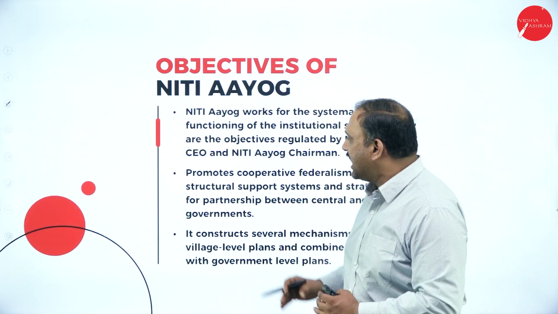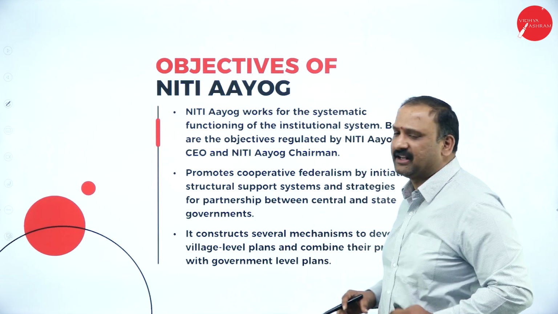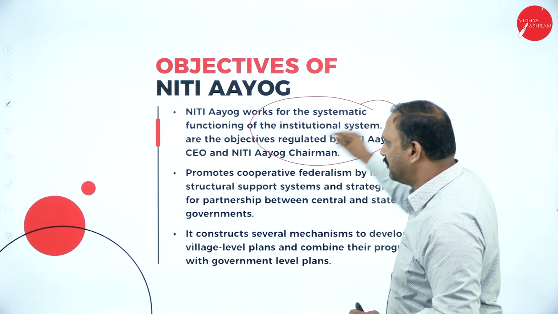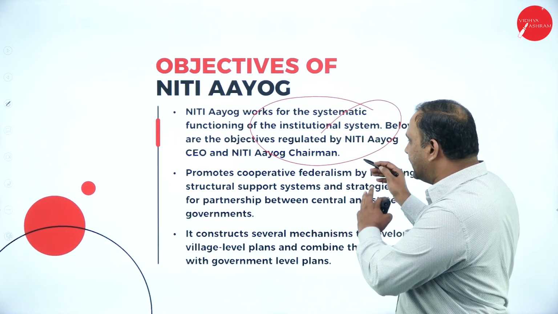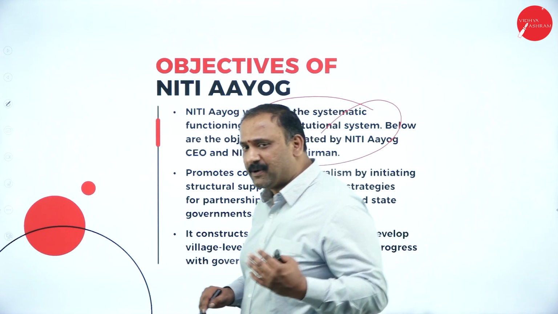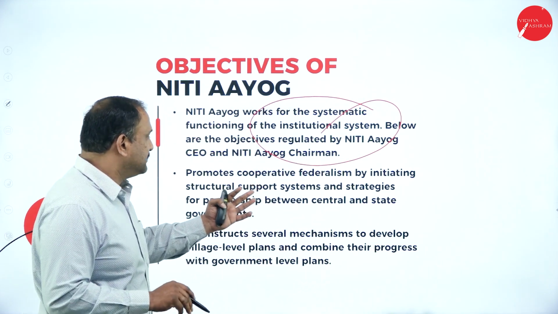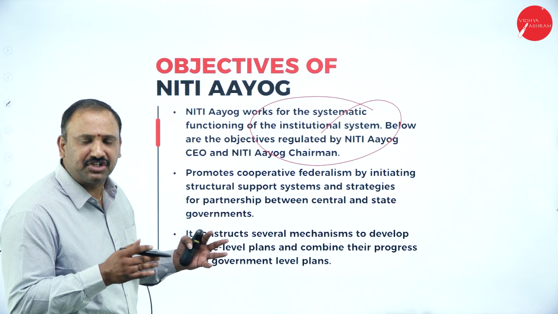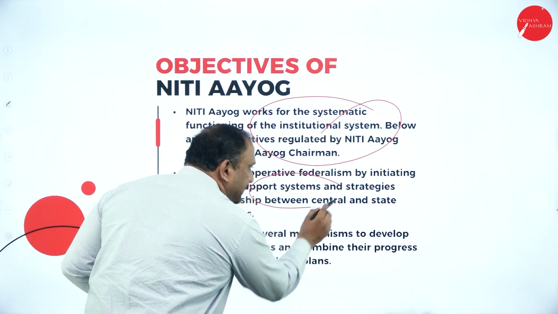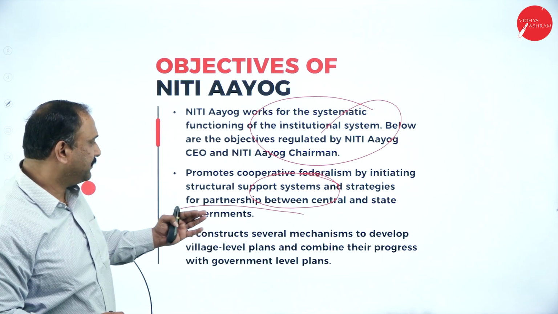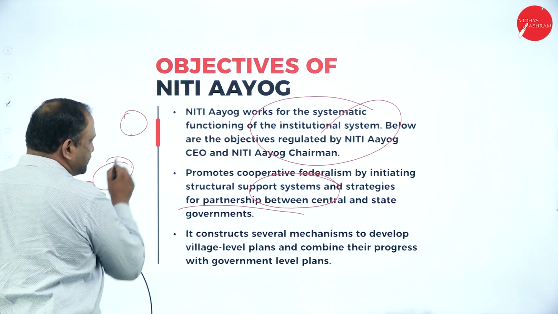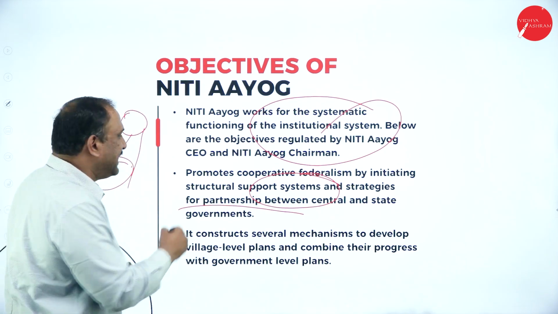Followed by Niti Aayog's framework and objectives, which are placed in the following manner. Niti Aayog works for the systematic functioning of the institutional system. They are guided by the objectives regulated by the CEO and the Niti Aayog chairman. They promote and cooperate federalism by initiating structural support systems. So they ensure that support is being given at each and every level. The strategies for partnership between central and state government. So whenever we talk about the central and the state relationship, there is an equal give and take altogether.